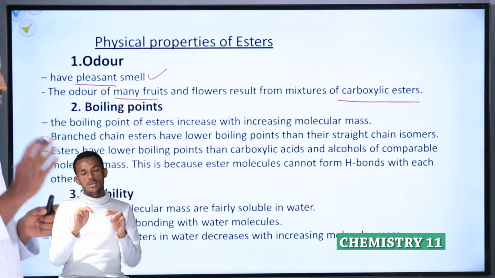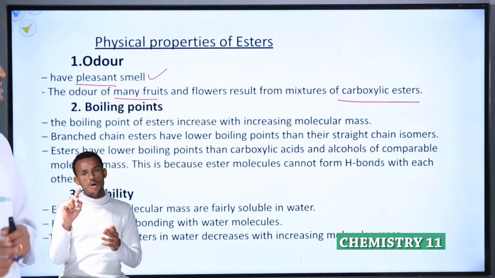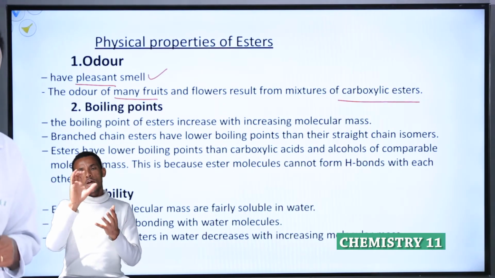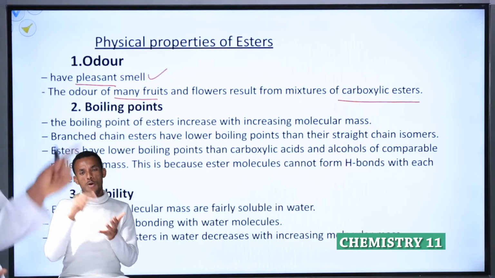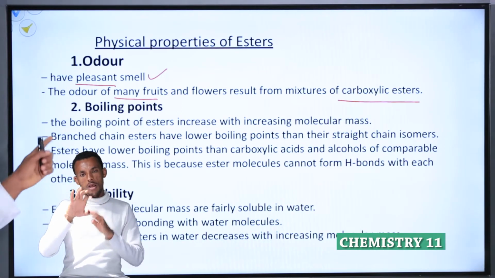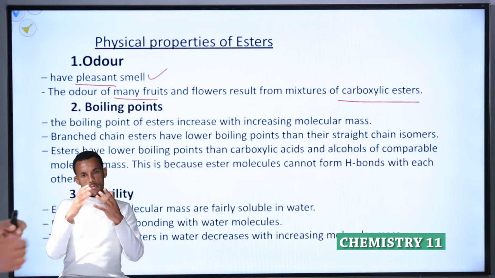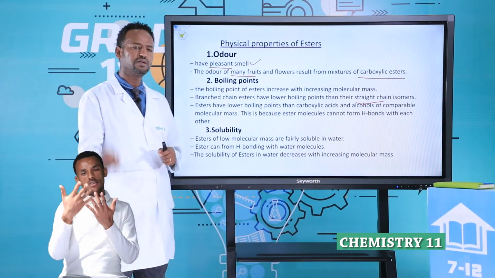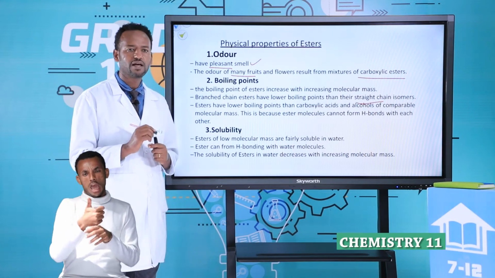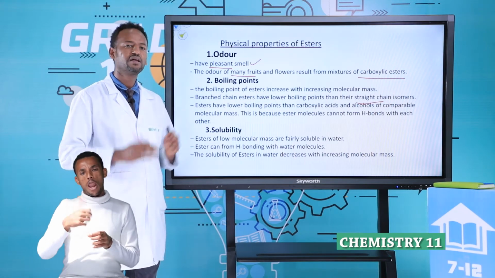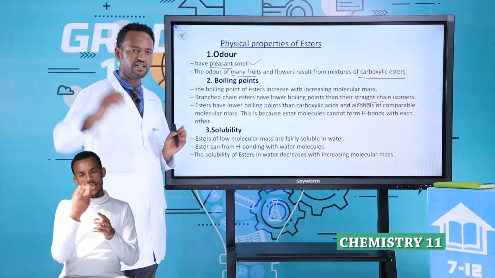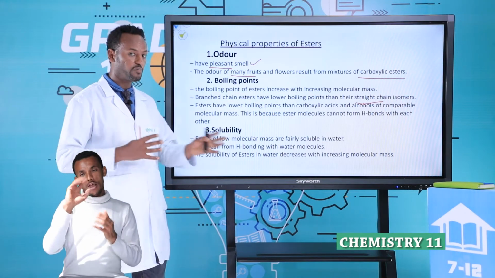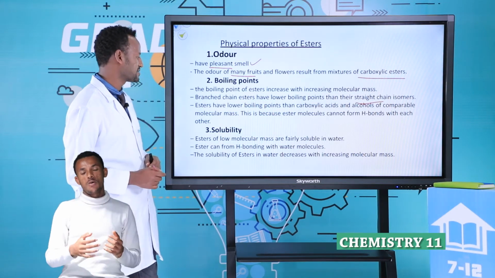By the way, this is not only for esters, but for all organic compounds. As the carbon number increases, the boiling point also increases. This is similar again in esters. Branched chain esters have a lower boiling point than straight chain esters. You know, in alkane, alkene, alkyl, alcohol, aldehyde, and so on, the straight chain always has a higher boiling point than branched chains of comparable molecular masses.